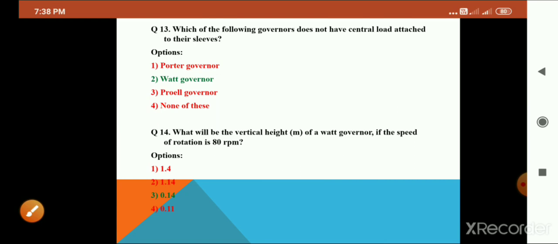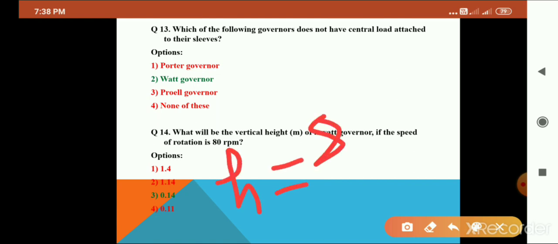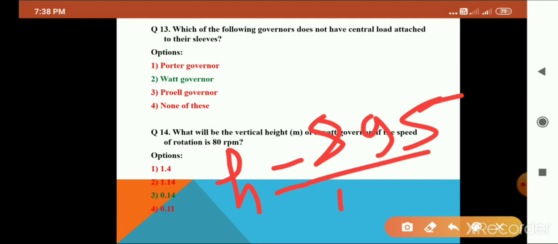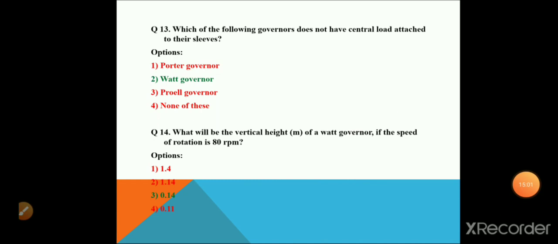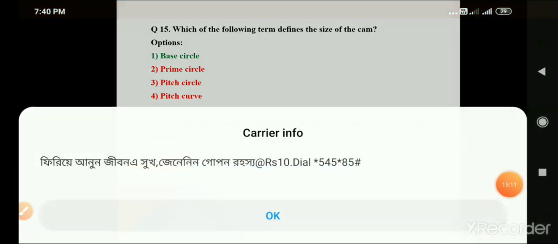Then next, what will be the vertical height of the governor if the speed of rotation is 80 rpm? Let's see the expression first. h equals 895 divided by N square. Everything is given, N is given as 80 rpm. After putting all the values in the expression, you will get the correct answer, option C, 0.14. Let's come to the next question, which is 15.